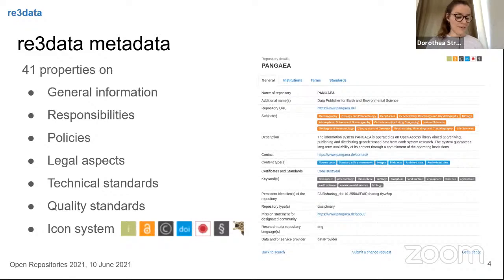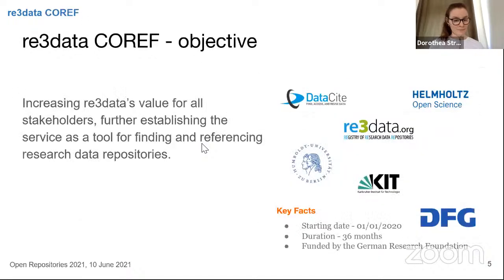At the core of re3data are comprehensive descriptions of data repositories. These descriptions are based on the re3data metadata schema, which covers various aspects of data repositories. We also offer an icon system that allows users to see some of the most important characteristics at first glance. Funded by the German Research Foundation, the project re3data COREF aims at increasing re3data's value for all stakeholders and at further establishing the service as a tool for finding and referencing data repositories.